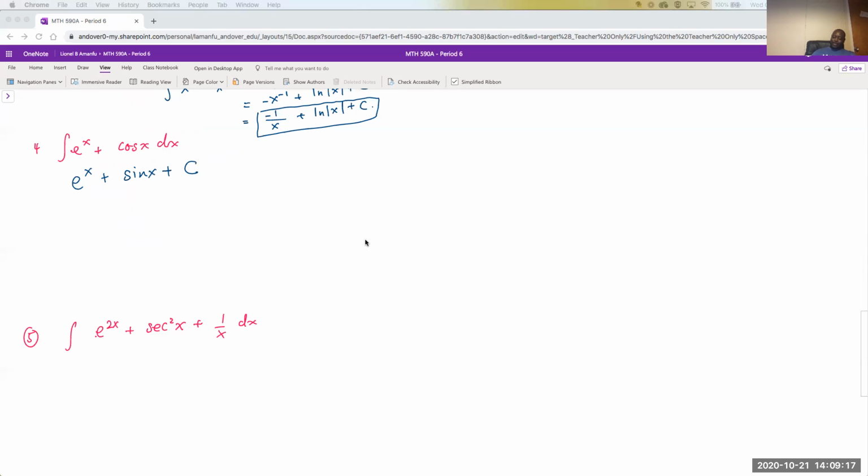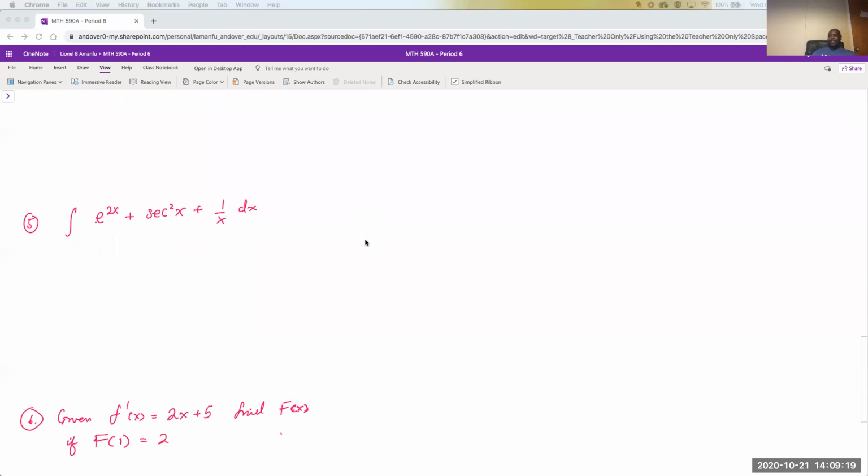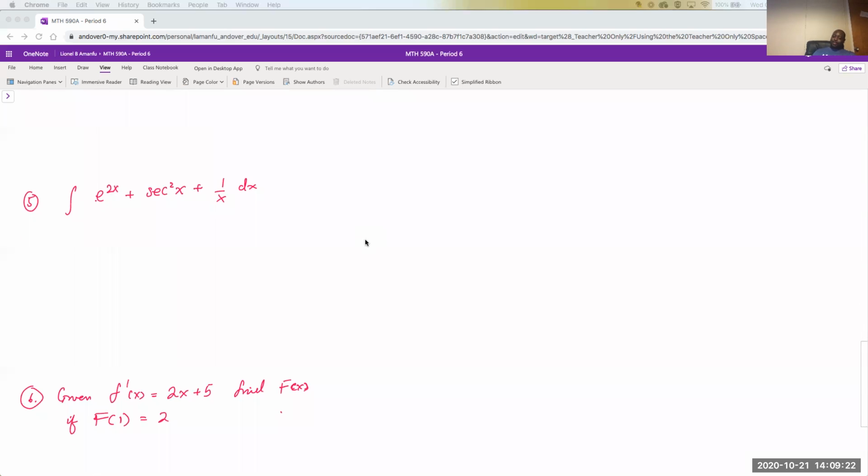Let's look at the next one. So the next one is e to the 2x plus secant squared plus 1 over x. Clearly, I can see that I can find this. This is plus what? Plus tangent x. And then that is ln absolute value of x plus c. The question is, how do I find the antiderivative of that?